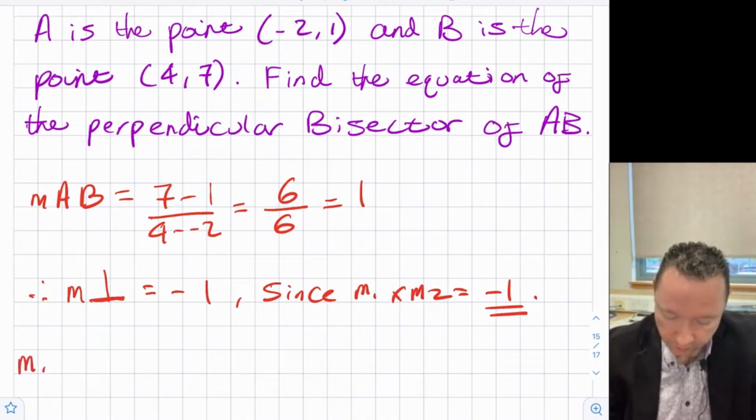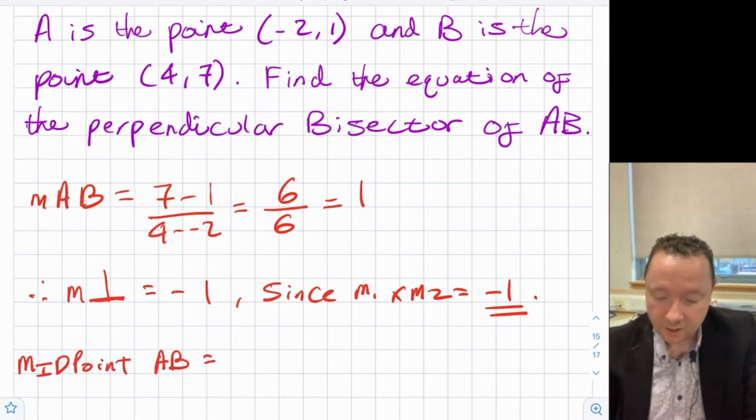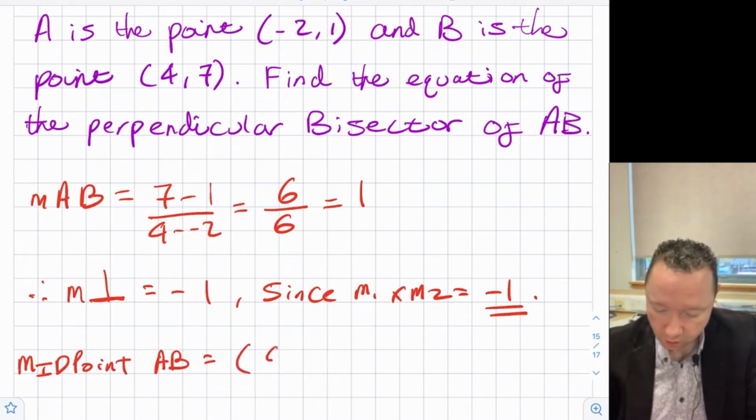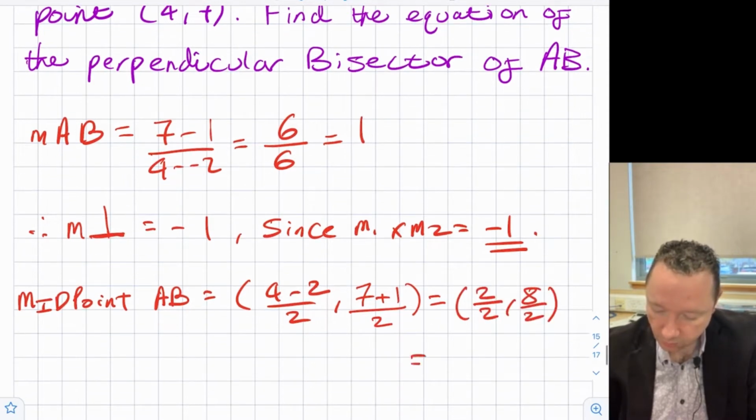So the midpoint of A and B, remember we can do that by adding up the x's. So 4 minus 2, and taking the average, divide by 2. And then the y's, 7 plus 1, also divided by 2. So that's 4 minus 2, which is 2 over 2. 7 plus 1 is 8 over 2. Our midpoint is equal to 1, 4.